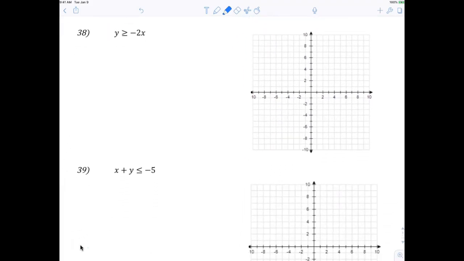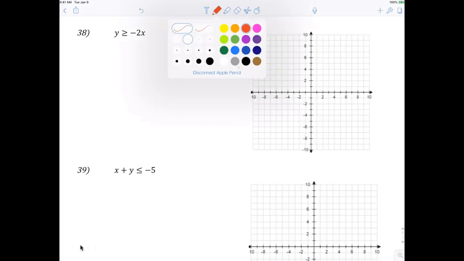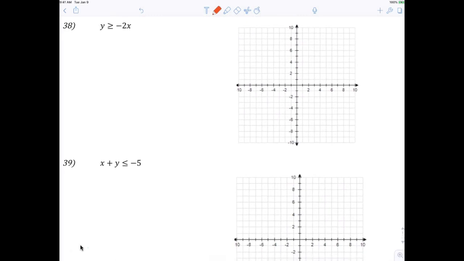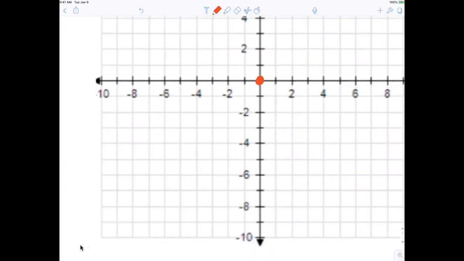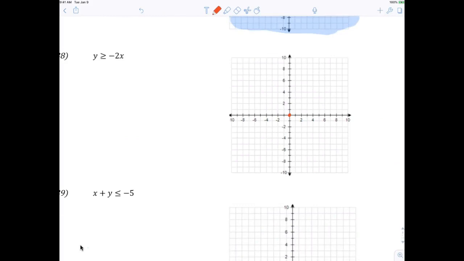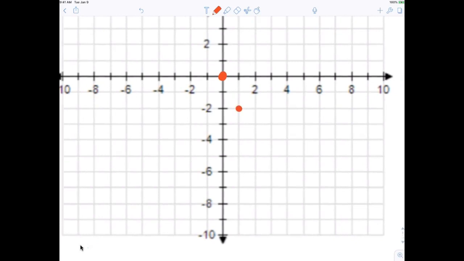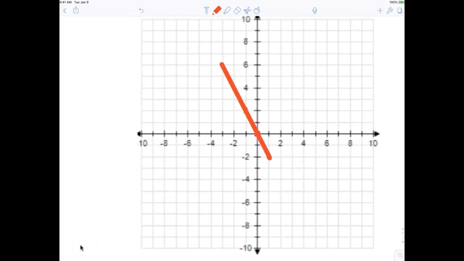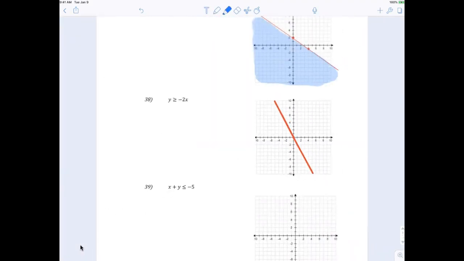What's the y-intercept? 0, right? Very good, 0. So we plot the point 0. Then from there we use the slope, which is down 2 to the right 1. And now we're going to graph the line. And then we're going to shade where? Above.